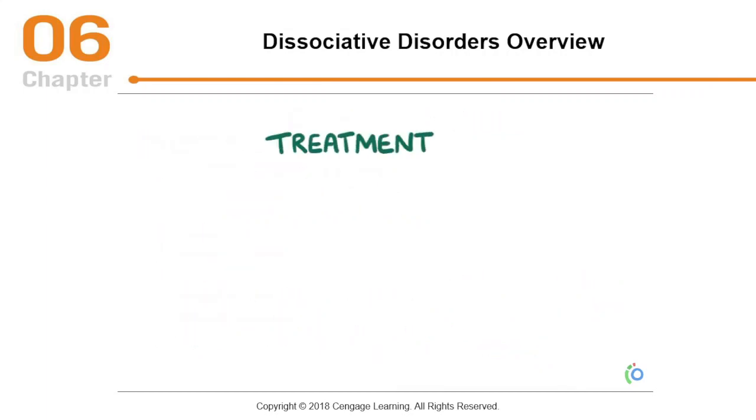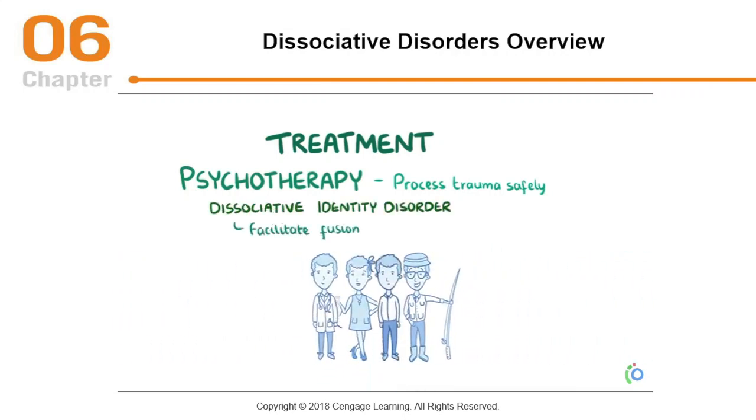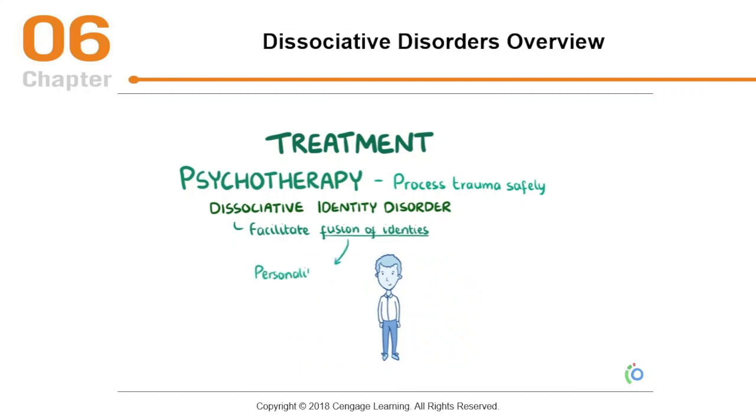Treatment for dissociative disorders typically involves psychotherapy, so people can process the trauma safely. In the case of dissociative identity disorder, the goal of therapy is to facilitate fusion of identities, where a person's personality states are integrated and the person feels more whole.